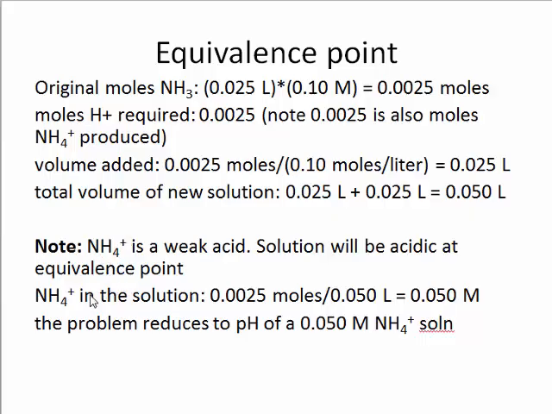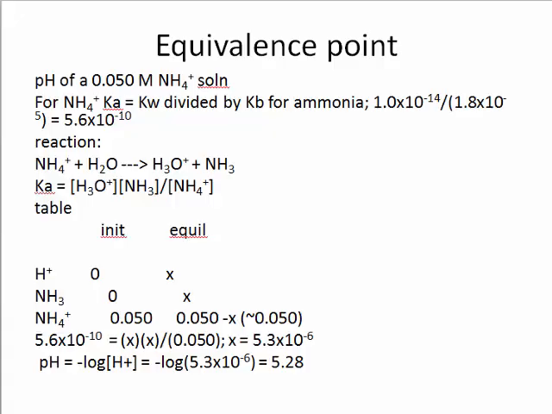Alright, at this point, the concentration of ammonium in the solution is 0.0025 moles over 0.050 liters, or 0.050 molar. And the problem of finding the pH reduces to, what is the pH of a 0.050 molar ammonium solution? Alright, you have seen calculations of this type.